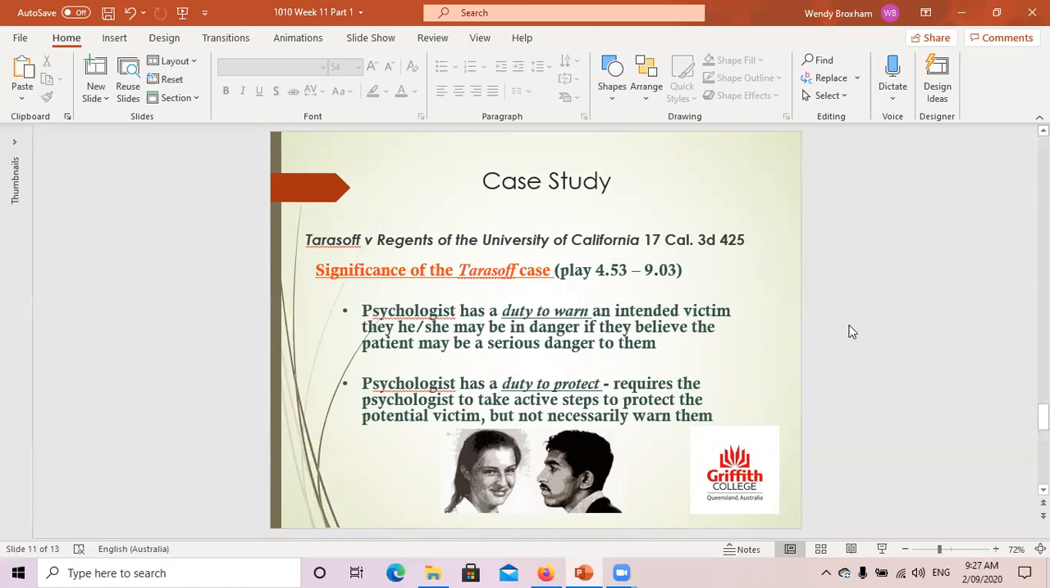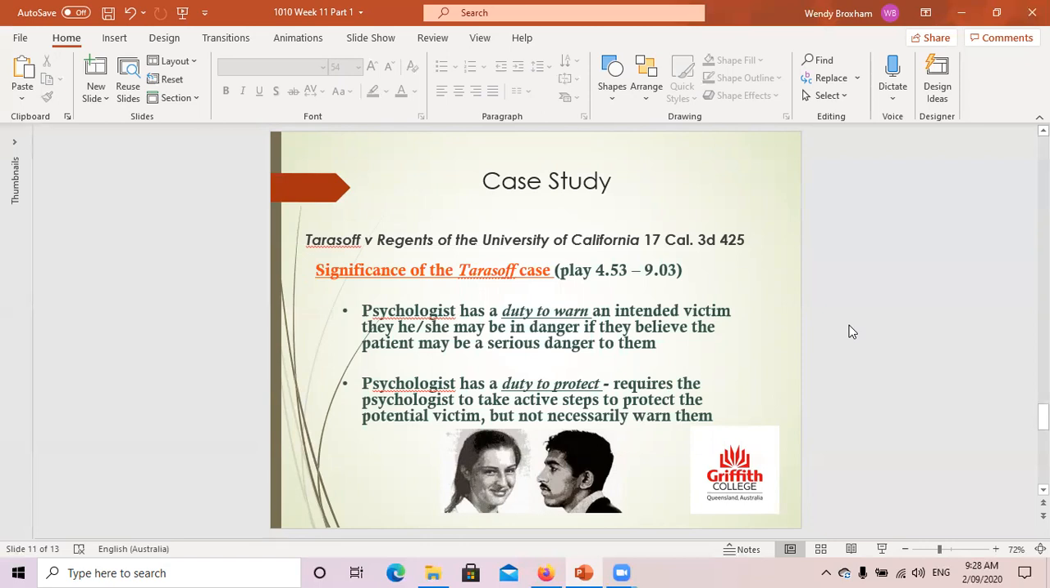Okay, so what's come out of the Tarasoff case was that things changed a bit in America. The psychologist now has a duty to warn an intended victim that they may be in danger. So a ruling was made that a psychologist has a duty to warn the person against whom a threat is made. They also have a duty to protect, and this requires the psychologist to take active steps to protect the potential victim, but not necessarily warn them.